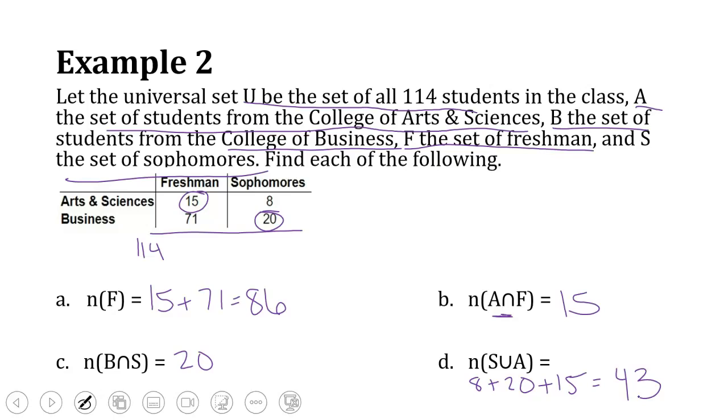Now you can add up all your numbers, 15, 71, 8, and 20. So that does equal 114. So there are no students outside of our sets.